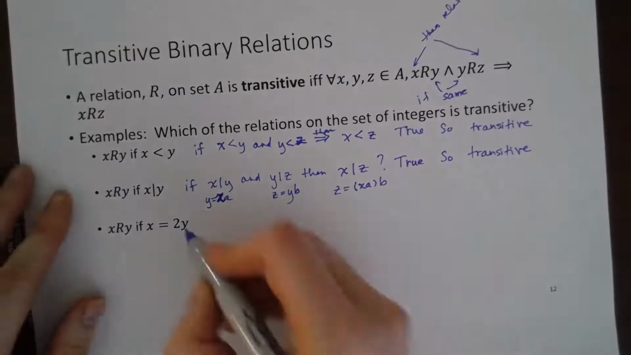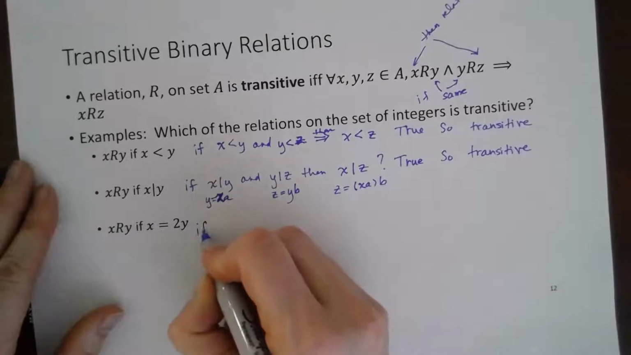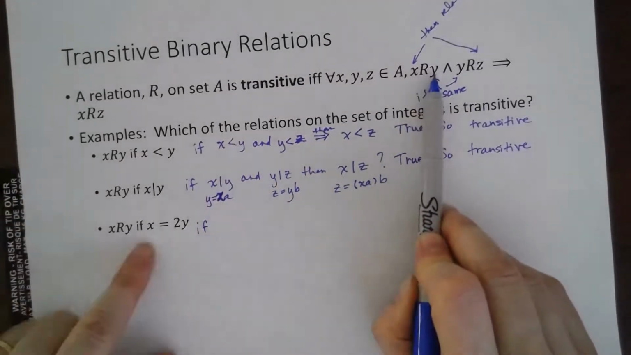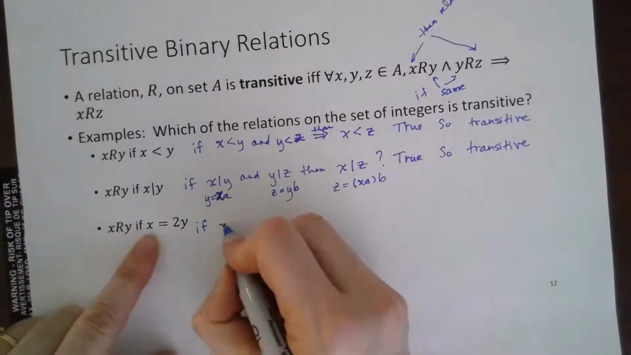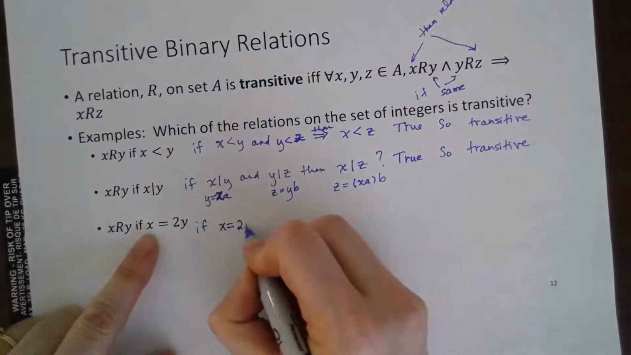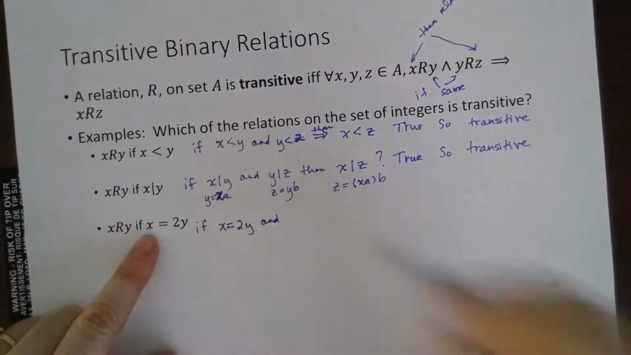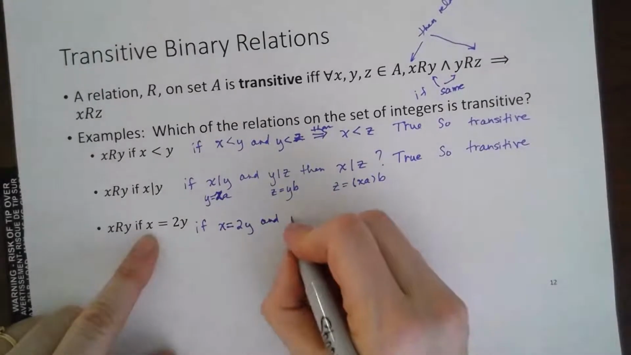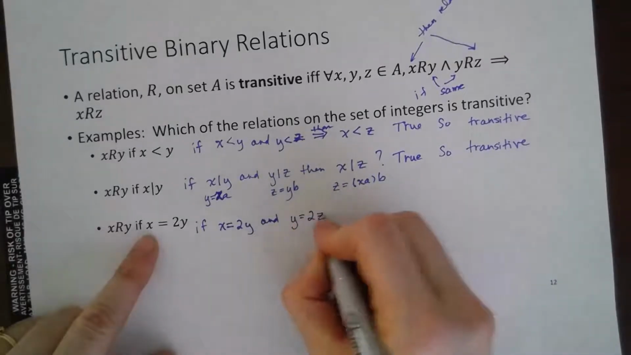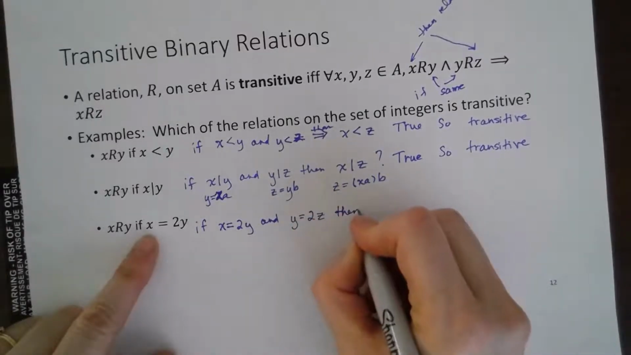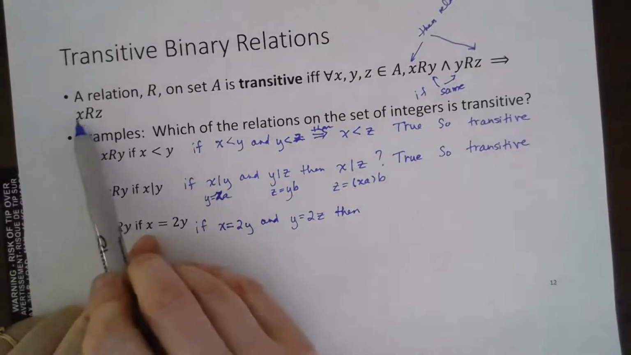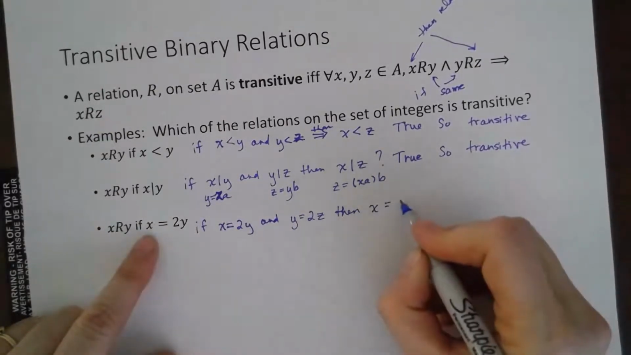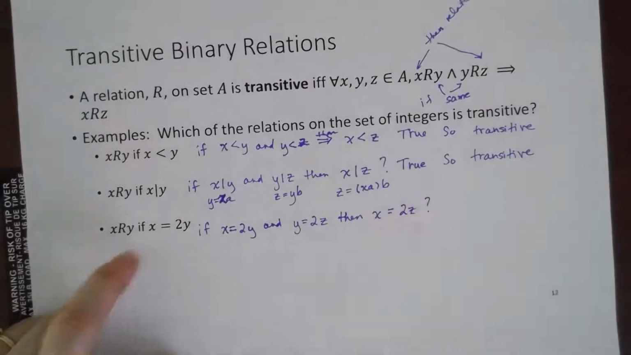All right, let's try this one. So here we've got, again, if x is related to y, that means that x is equal to 2y. And then y is related to z, so that means that y equals 2z. Will we automatically get then that x is related to z? So that x is equal to 2z. Is that always true?